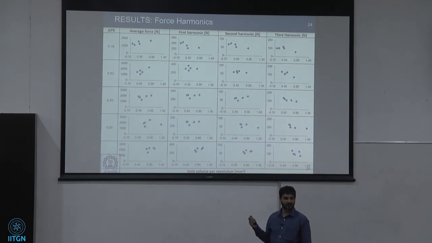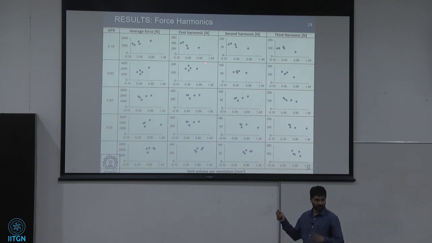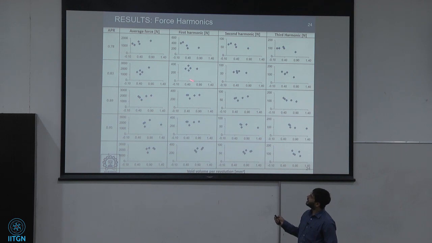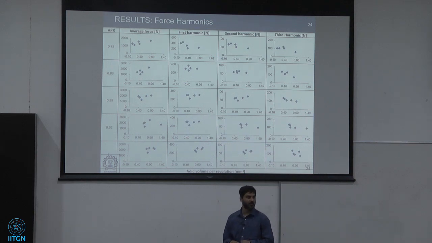So a lot of data here for different APRs. For each APR there were 5 welds which were performed, and for each weld, the y-axis is the average force here. In this case, the y-axis is the first harmonic, the force magnitude at the fundamental tool rotation frequency, second harmonic, third harmonic, and I went up to the fifth harmonic actually. And on the x-axis we have void volume formed per revolution, which was measured from the CT scan data.